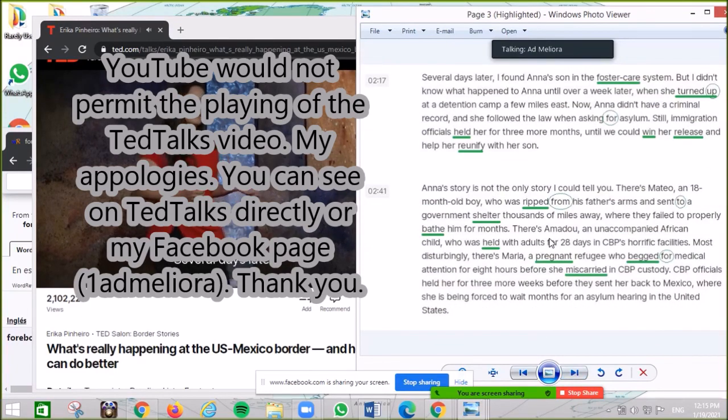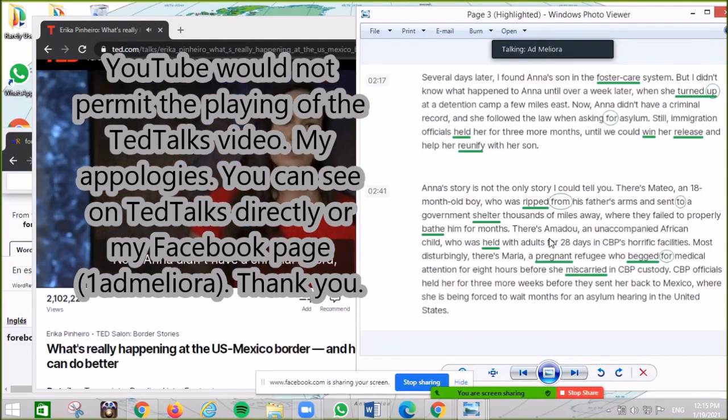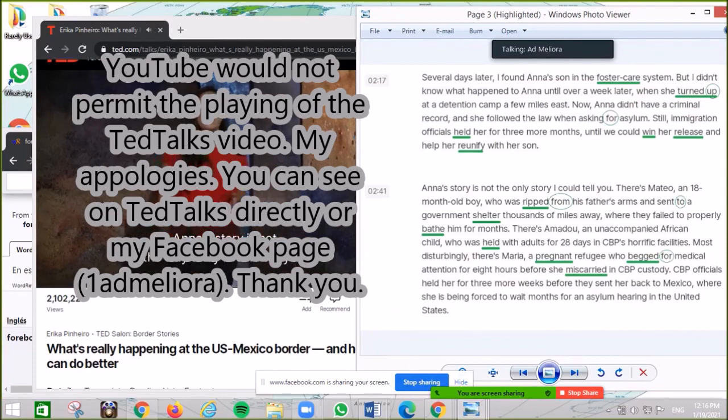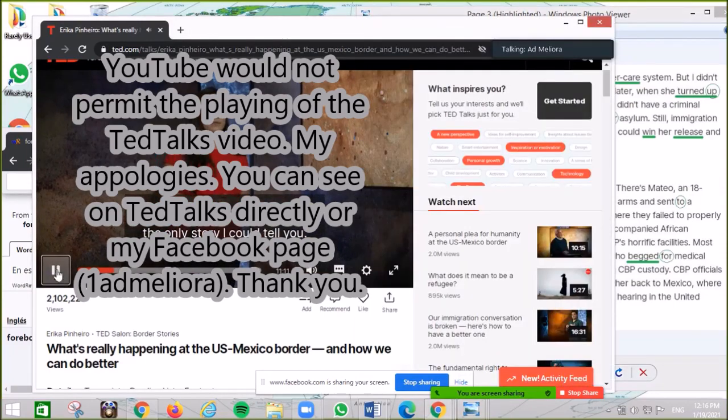Several days later, I found Anna's son in the foster care system, but I didn't know what happened to Anna until over a week later when she turned up at a detention camp a few miles east. Now, Anna didn't have a criminal record, and she followed the law when asking for asylum. Still, immigration officials held her for 3 more months until we could win her release and help her reunify with her son. Anna's story is not the only story I could tell you.